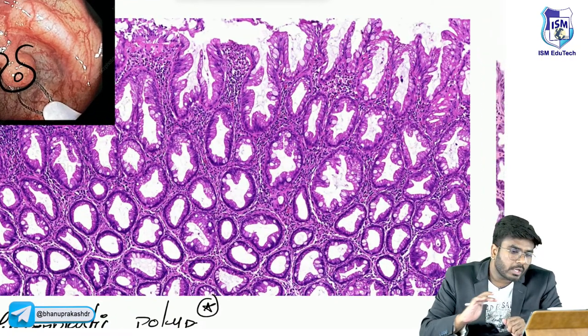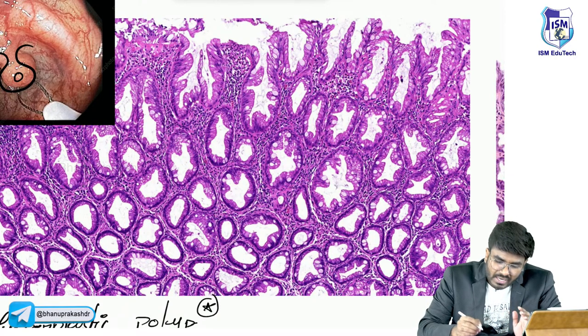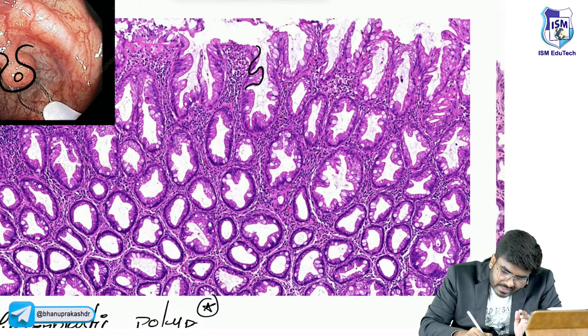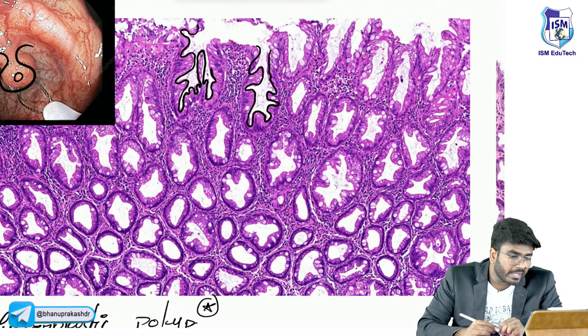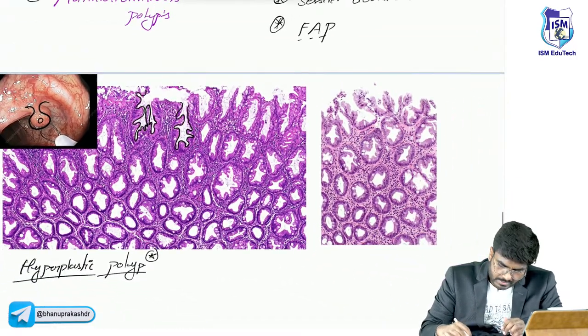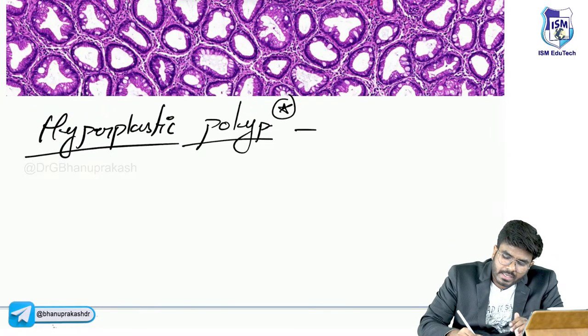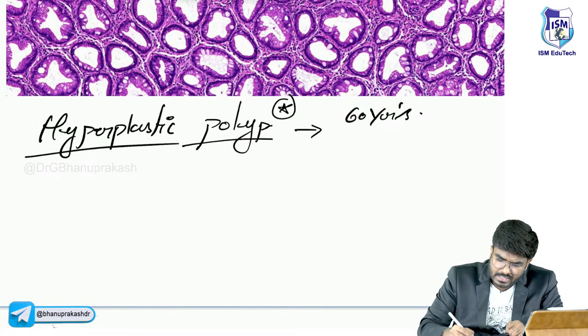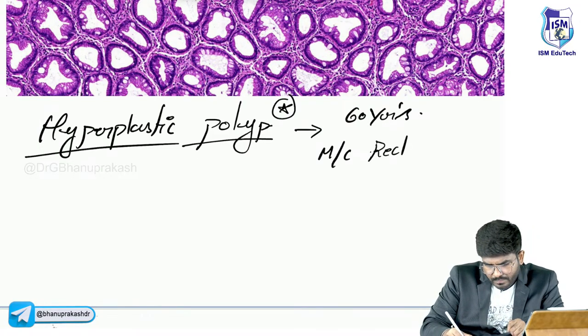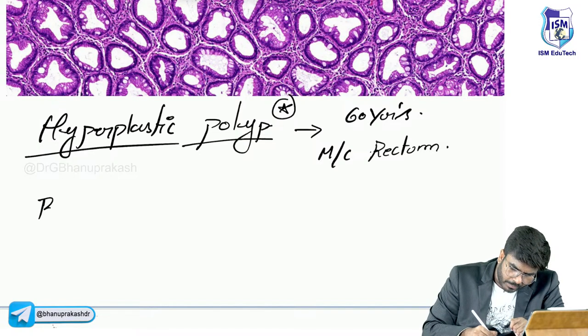See, in the topmost layer, in the upper parts of the section, there are serrations, there are serrated upper crypts. You can see very clearly, sir, serrations like this, which are branching. Hyperplastic polyps are mainly seen in individuals older than 60 years. The most common site is going to be the rectum. And biopsy followed by histology, what will you see?